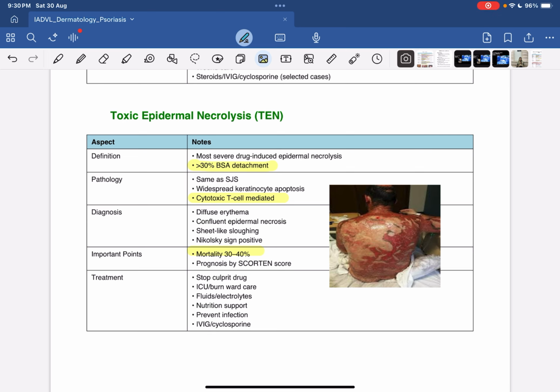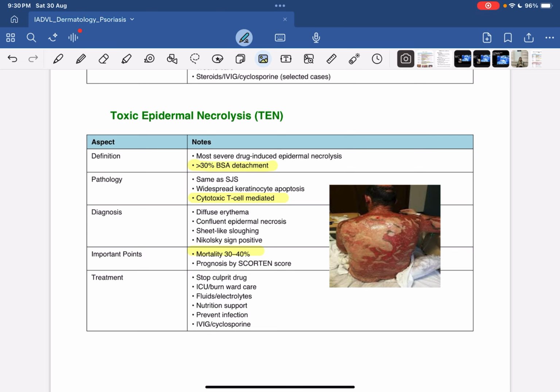It is due to a cytotoxic T cell mediated reaction. The mortality is about 30 to 40 percent, and the SCORTEN score is used to assess the prognosis. The patient will present with diffuse erythema, confluent epidermal necrosis, and sheet-like sloughing. Nikolsky sign will be positive.